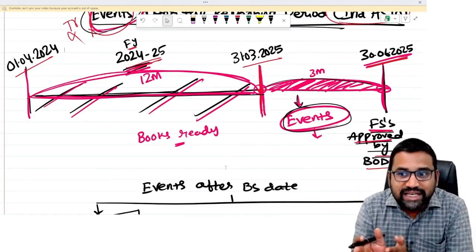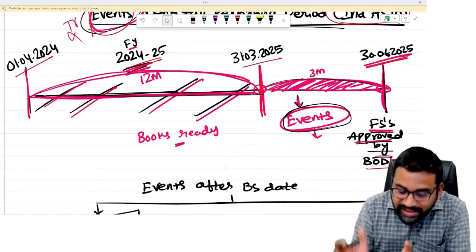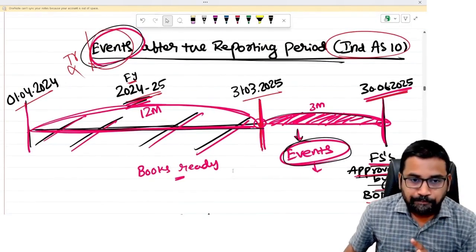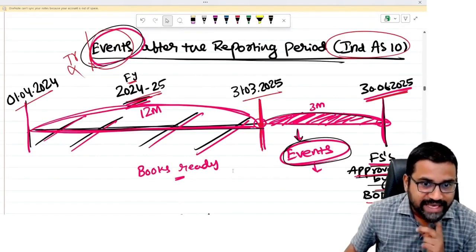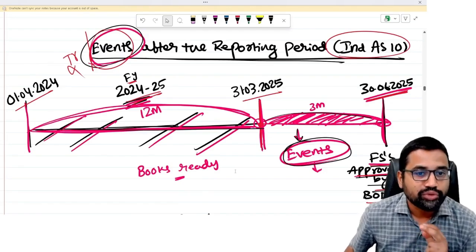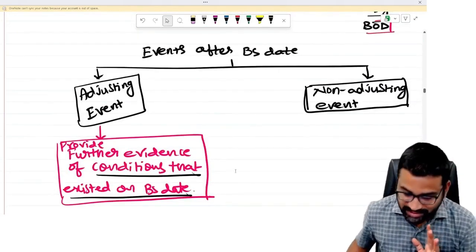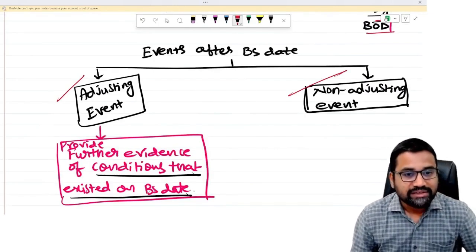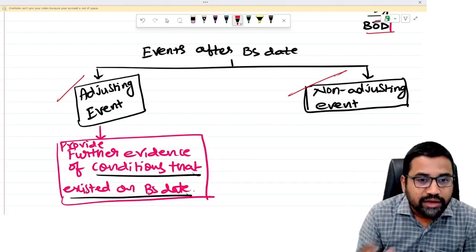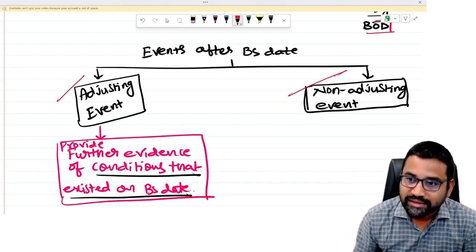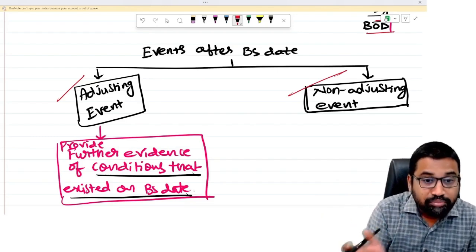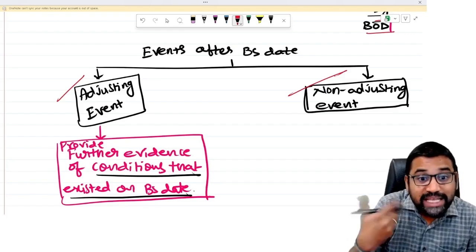So first of all, what are events occurring after balance sheet date? Those events which happened in this gap, that is between balance sheet date and approval date. Now the standard says there are certain events that happened in this gap. Whether the effect of these events will be considered or not. Now the standard says these events are divided into two types: adjusting and non-adjusting events. If it is an adjusting event, consider the effect. Non-adjusting event, don't consider the effect. As simple as that. So now you need to understand when an event which occurred after the balance sheet date before approval, within that gap, will become an adjusting event.